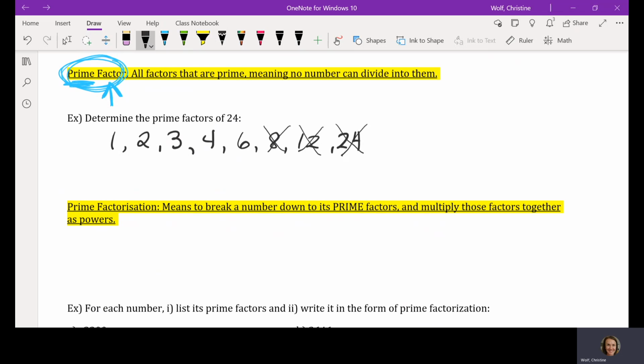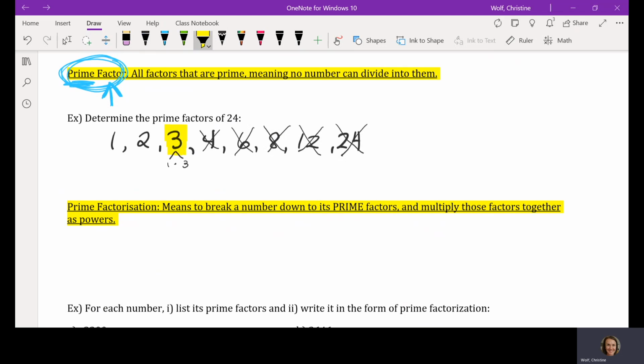6. Can you think of a way to multiply two numbers together and get 6? Well, yeah, there's 2 times 3. So 6 is not prime. 4. Is there a way to multiply two numbers together and get 4? Yeah, 2 times 2. 3. Is there a way to multiply two numbers together and get 3? The only way to multiply two numbers together and get 3 is 1 times itself. So when that's the case, we consider this number to be prime.